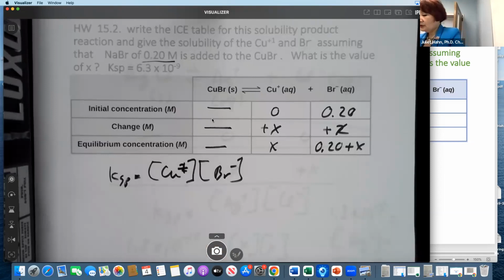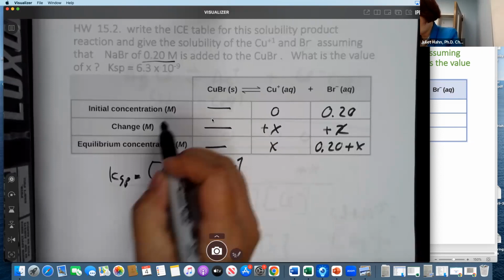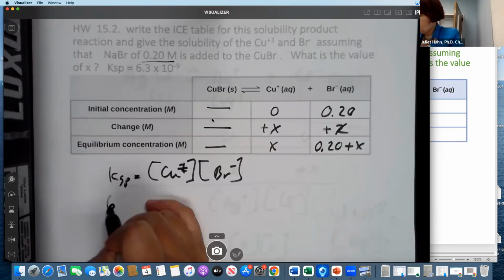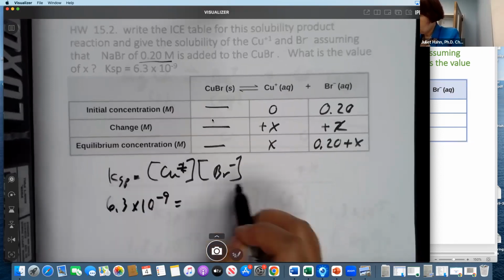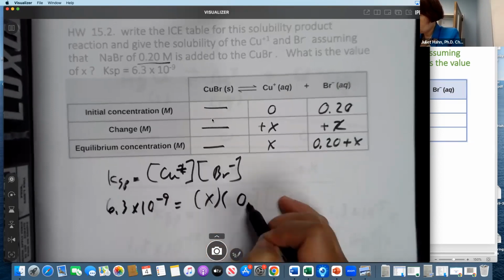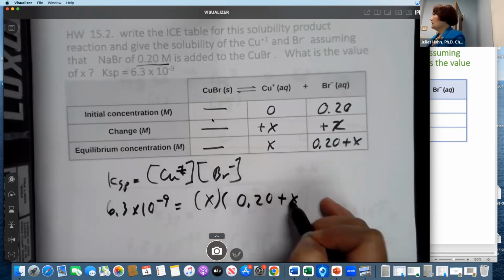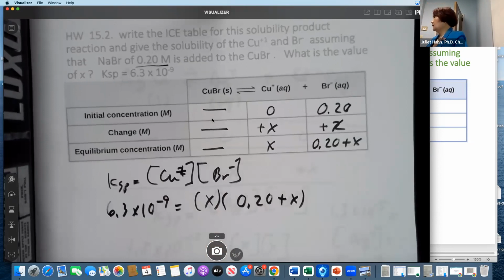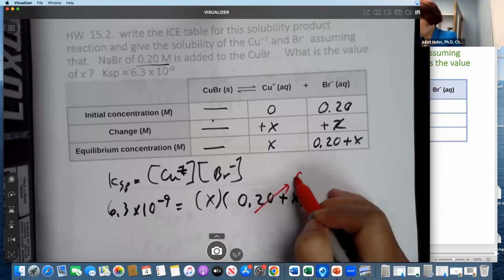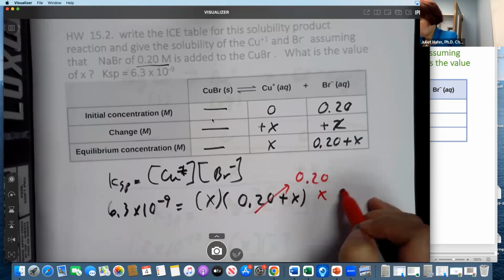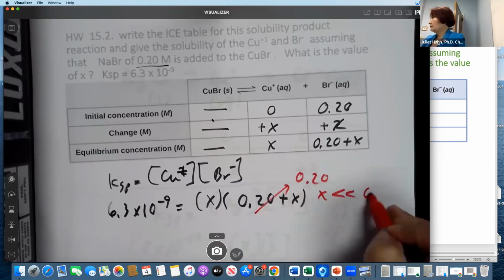Okay. All right, so we're gonna plug in. So we're gonna say 6.3 times 10 to the negative 9. And then we're gonna say x, and we're gonna say 0.20 plus x. We're gonna make the assumption that plus x is so tiny that we don't even need to bother. So let's say this is actually equal to 0.2 because x is much smaller than 0.2. So that's the assumption that we made.